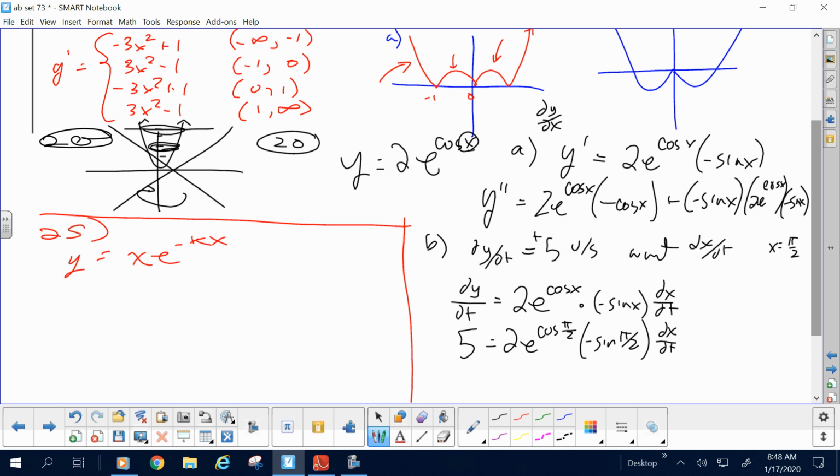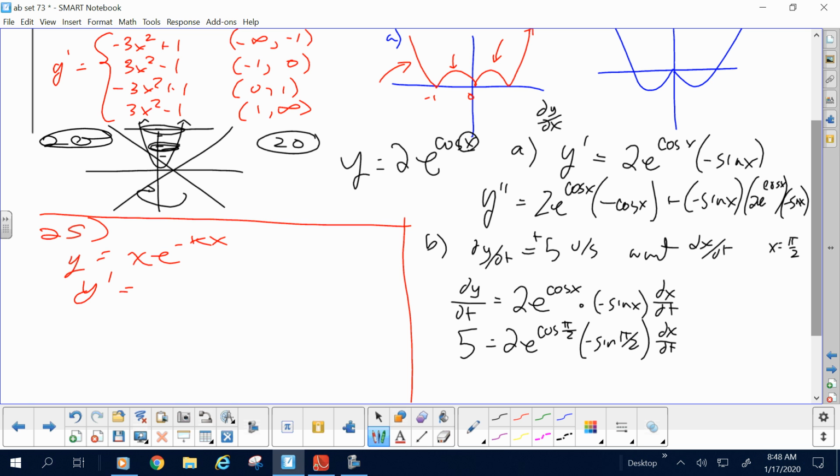You justify a max by second derivative by showing what two things happen. First derivative is 0, which implies a horizontal tangent. And the second derivative is negative to imply that at that flat spot it's concave down, right? Okay, so we first need to find the first derivative zeros.